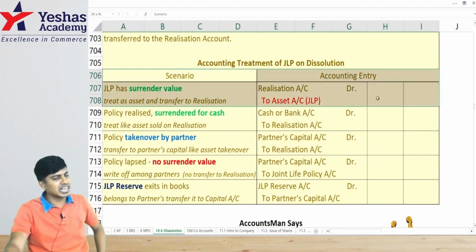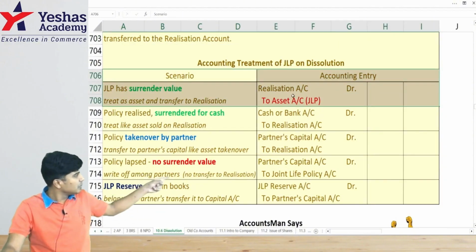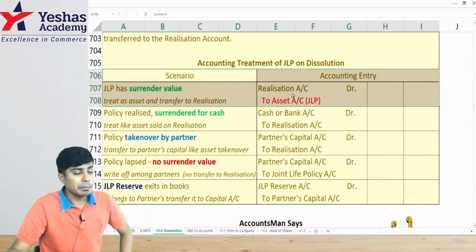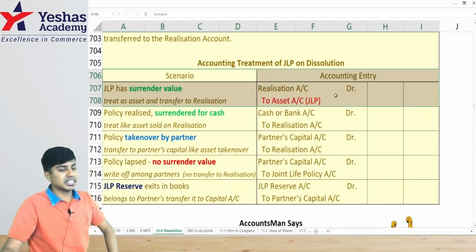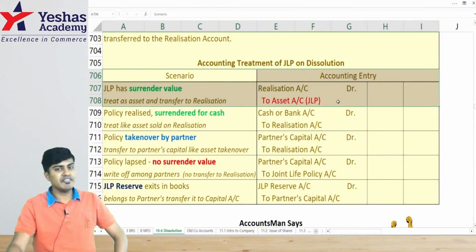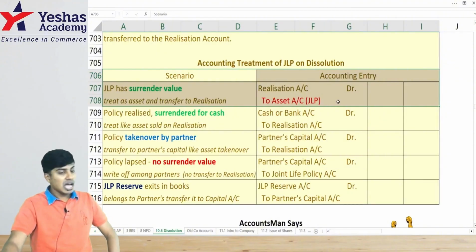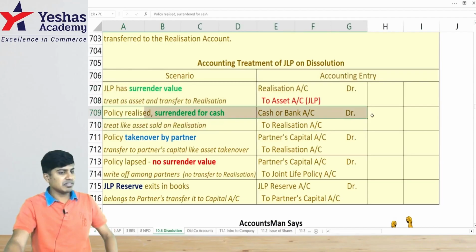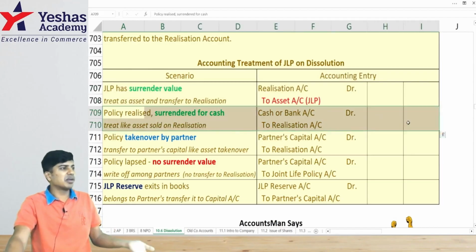JLP asset at surrender value in the balance sheet will be transferred to realization by passing the entry: realization account debit to asset account. What is the name of the asset? Joint life policy. Understood this? After this, this policy will be surrendered because the firm is no longer there.